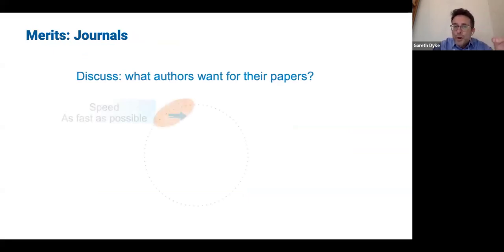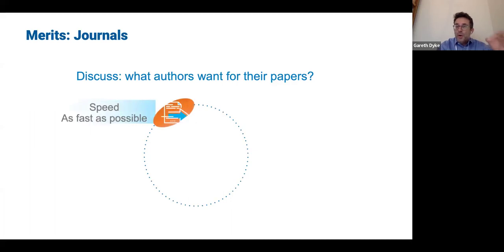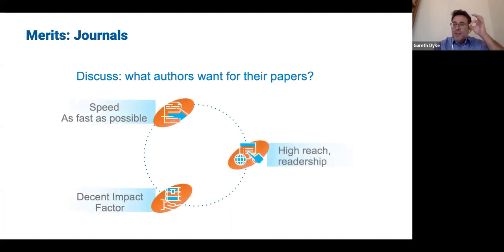So authors want, with their submissions, as we've already talked about in this event this evening, speed, reach and readership, and a decent impact factor. That's what is key to authors when they select article publication routes, when they go in and when they think about where they're going to submit an article to a journal for final submission. Speed, high reach and readership, and a decent impact factor.